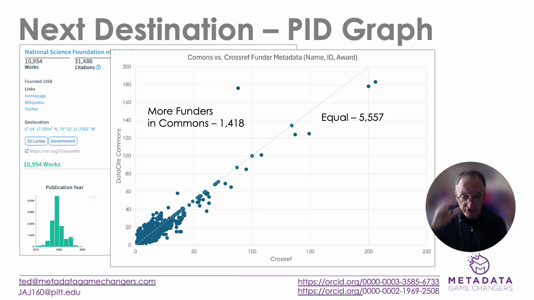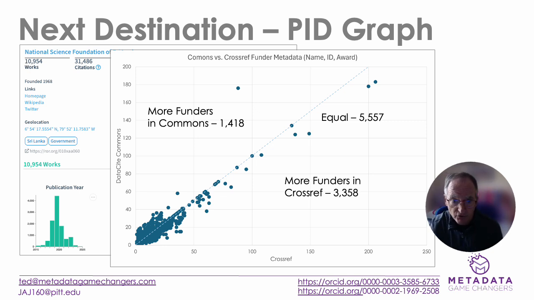There are more funders in Commons for 1,400 of these research outputs, and there are more funders in Crossref for just over 3,000 of these things. So this is the kind of comparison that we can make to try and understand where along the data journey certain things happened. In this case, we still don't know this, and part of that is because of, as I mentioned earlier, the time variance. The occurrence of this has, we think, some dependence on time, although it's certainly long-lived.